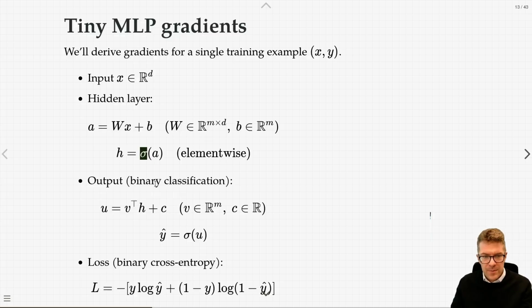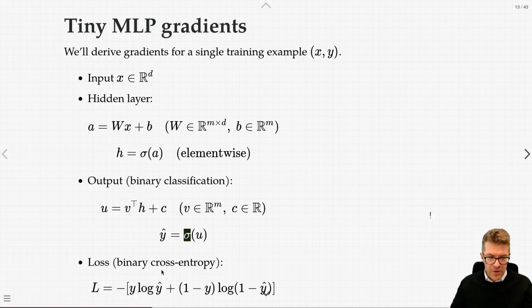Then we're going to have our output. We're going to do binary classification, so another linear transformation. We have a new parameter set V, which is an m-dimensional vector. We'll have another bias term, and this will give us U. U will be passed through another sigmoid, and this sigmoid will give us our output Y hat, our prediction of the probability of the class being 1.